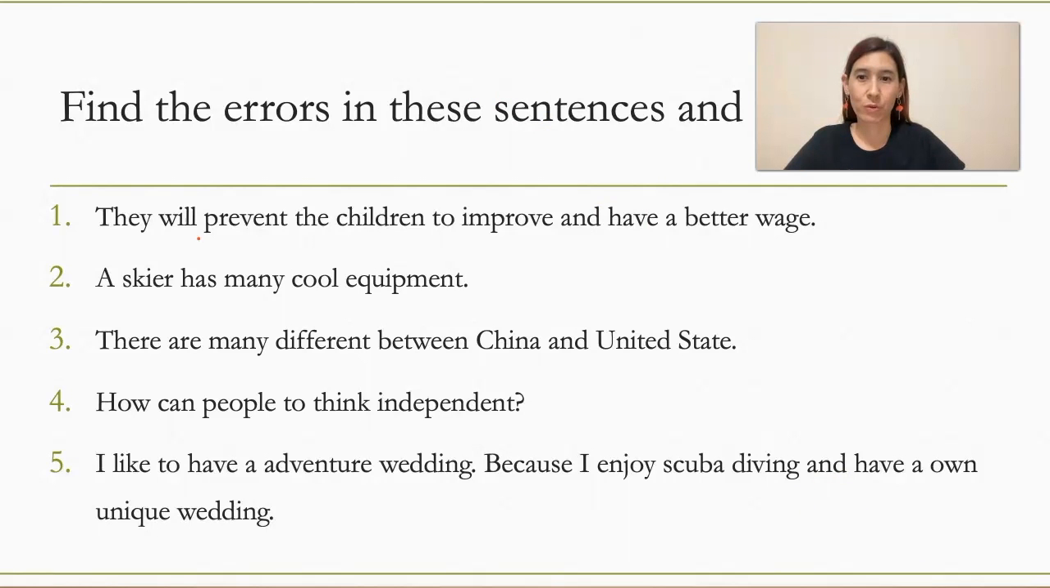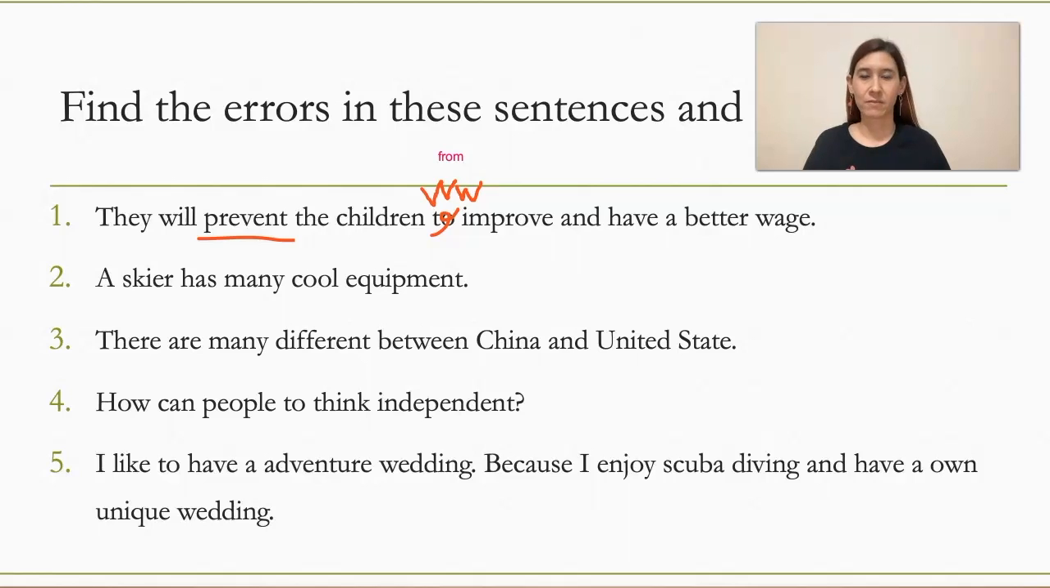So we have they will prevent. If you use prevent, it is not with to. I'm going to write WW. If you know your correction symbols, these are symbols or marks that teachers commonly use to point out your errors. WW means wrong word. So we don't say prevent to, we say prevent from. So this is the wrong word here. We're going to take that out and replace it with from. They will prevent the children from improve and have.